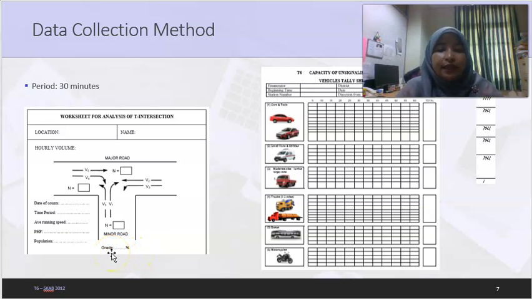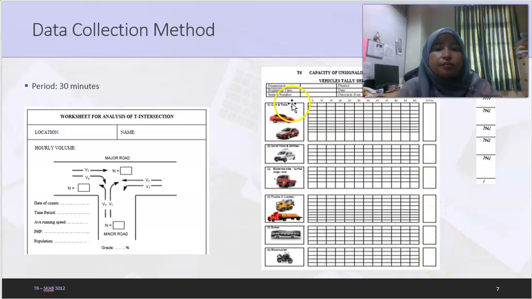Let's say you have 6 group members. Because there are 6 movements here, it is one student, one movement, or one student, one direction. If the number of students is less than 6, let's say 4 or 5, meaning a few students will collect 2 directions. Each student must have this form.